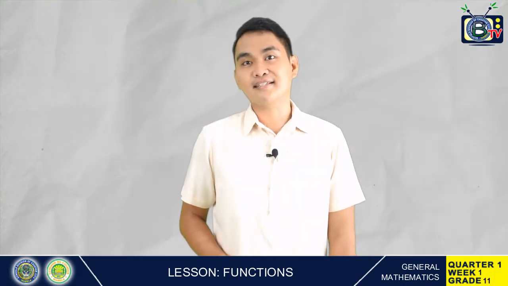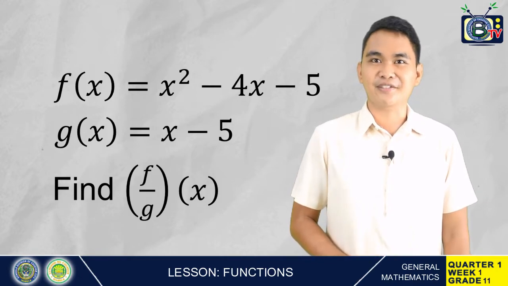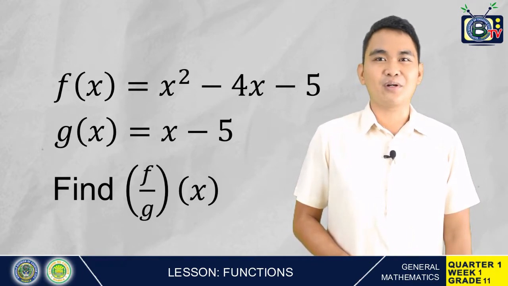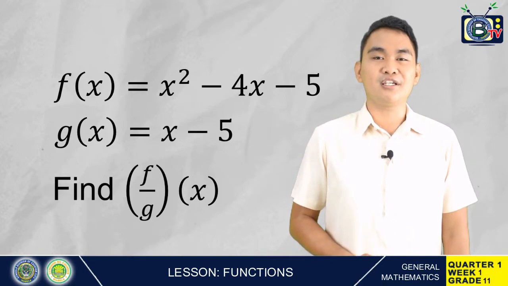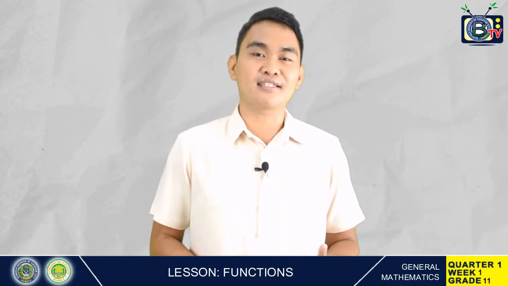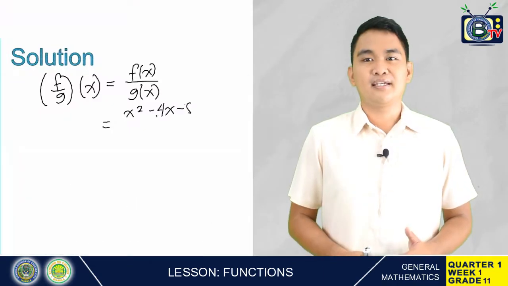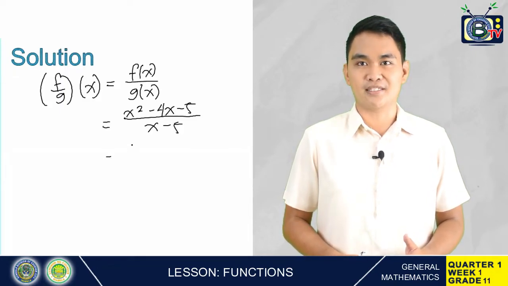For our final example, f of x is equal to x squared minus 4x minus 5. G of x is equal to x minus 5. We are going to find f over g of x. This means that we need to get f of x over g of x. We have x squared minus 4x minus 5 all over x minus 5.